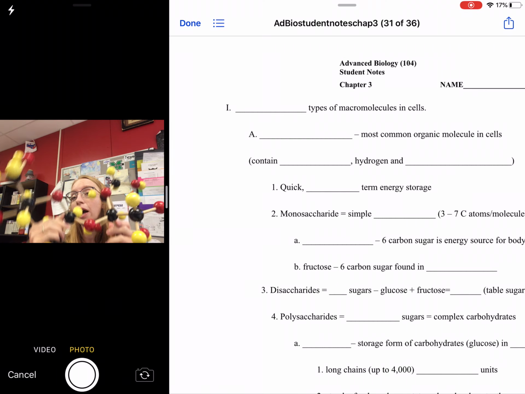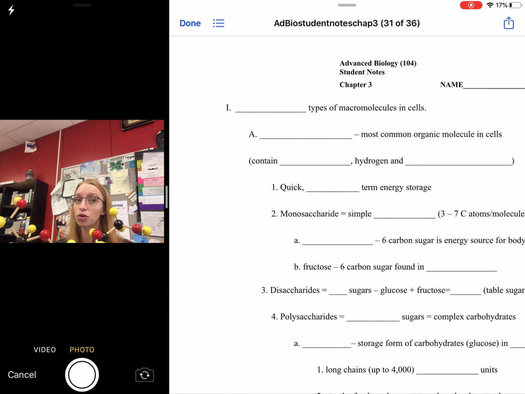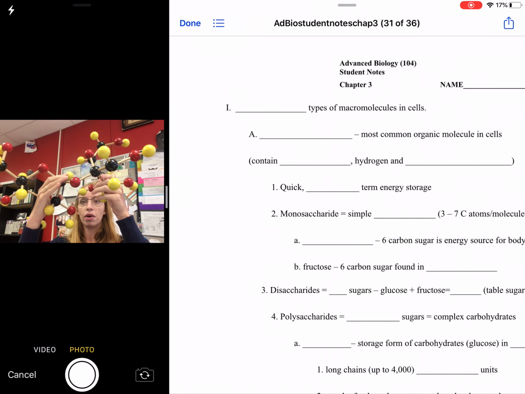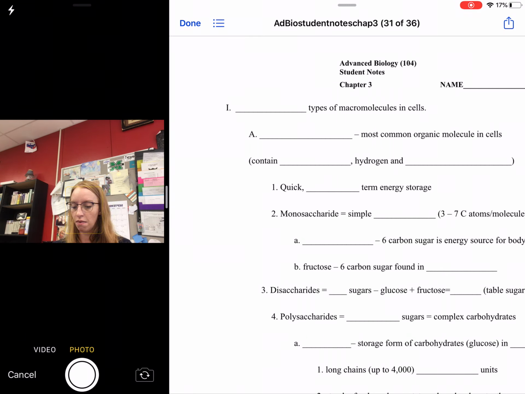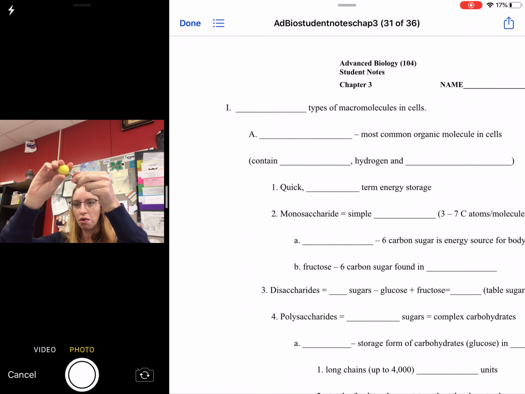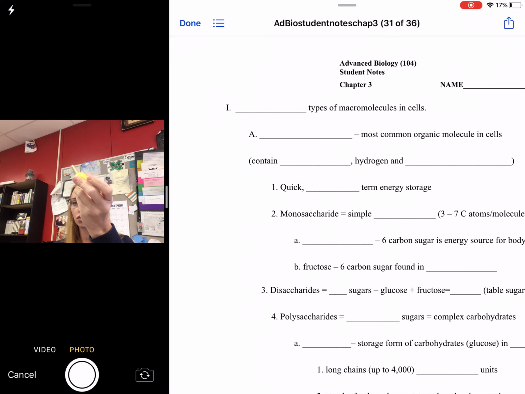If I wanted to break this back apart, which you have to if you have table sugar and then you have to break it apart to make your energy and get glucose, what happens is the water would come back in and it would join back right where it was. So an OH group would be added to one, a hydrogen group would be added to the other, and it would split it apart. And that type of reaction is called a hydrolysis reaction.